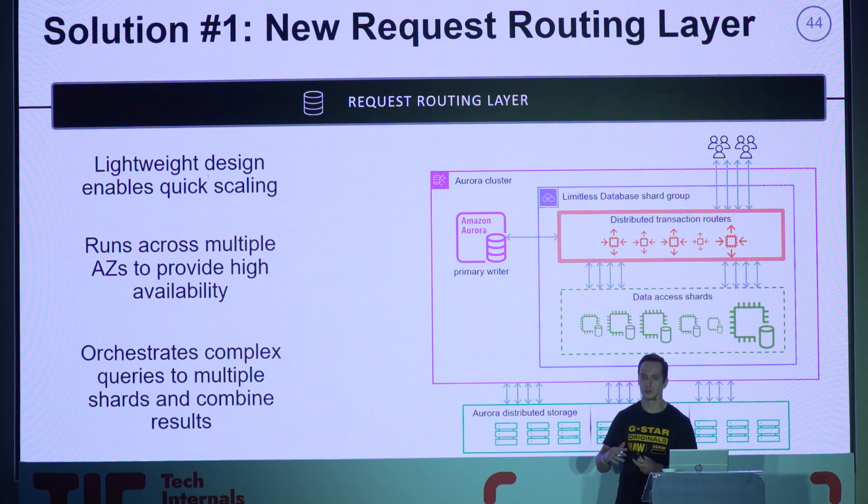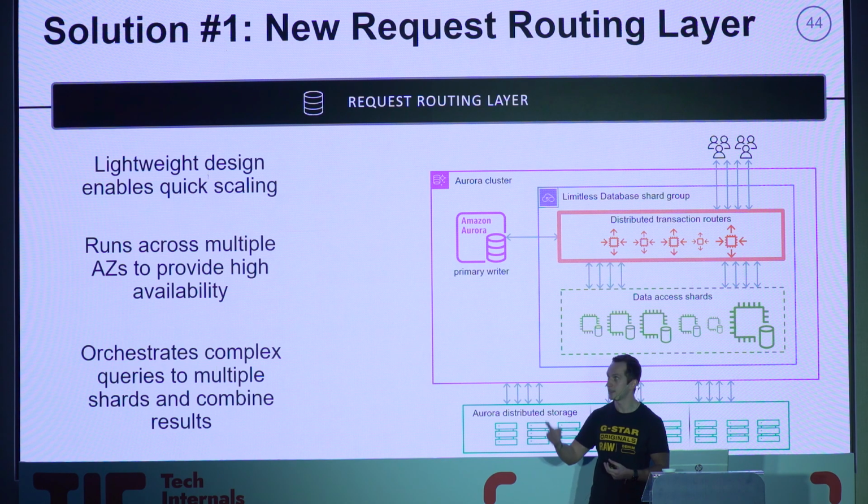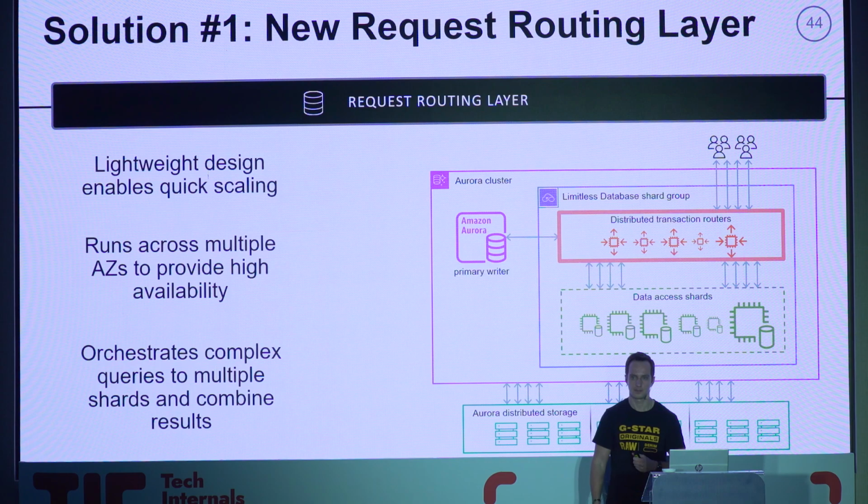What this allowed us to do is to scale these routers both vertically, which we do first, and then if needed, also horizontally. Horizontal scaling also allowed us to put these routers into different availability zones for high availability, of course.